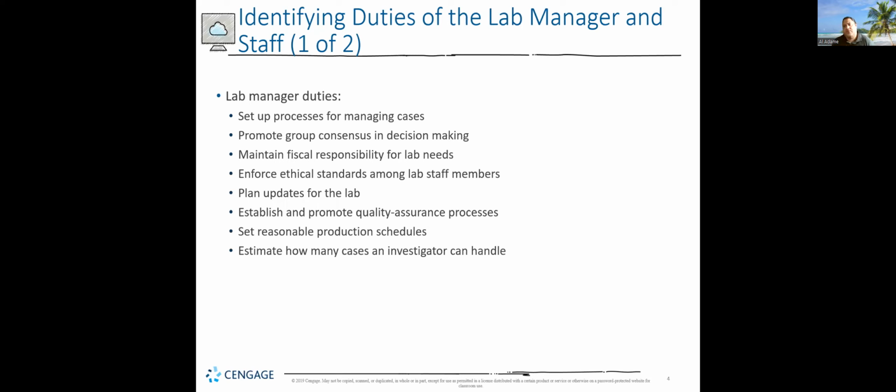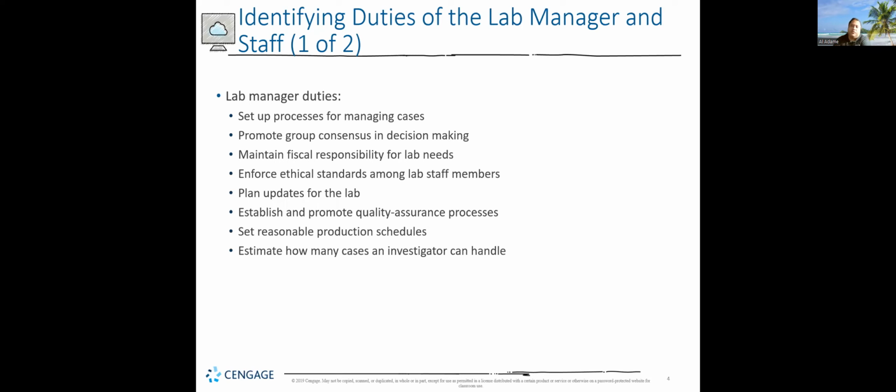Did they burn through flash drives? Did they burn through hard drives? How can we make it more efficient? How many more do we need? How many more will we burn through a month? And so on. Enforce ethics standards among lab staff members. So you're going to hold everyone to a higher standard, right? You're going to enforce these: don't break these rules, follow these rules, that kind of thing.